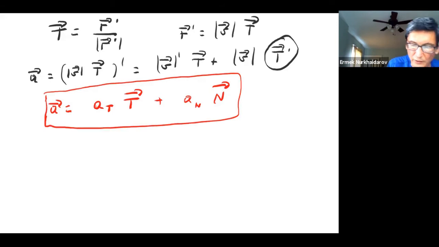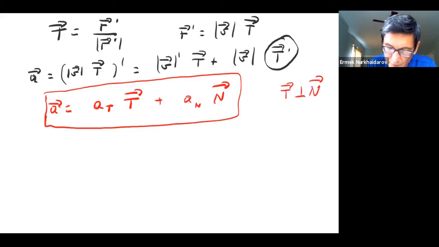So that's how we might look at it. Again, all the movement, if you locally approximate it, is going to have your velocity and your acceleration in the same plane with T and N. Now let's see how we're going to find A_T and A_N. First comment: T and N are perpendicular, right? Because T and T prime are perpendicular.